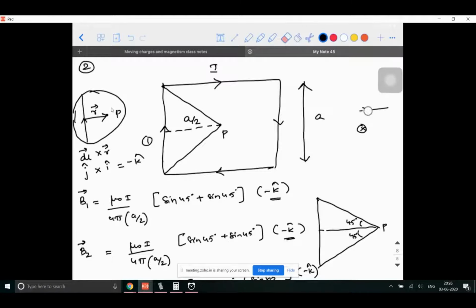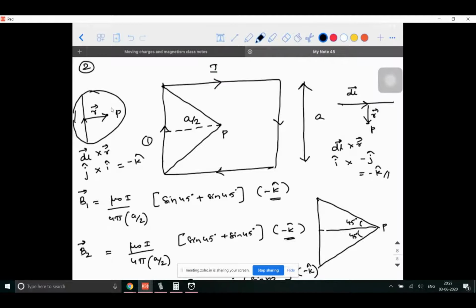See, there is another way to analyze this, which is the vector method. When I take the vector method, it is going to be like this: dl, and this is going to be the r vector. If I take this to be the point, dl vector is to the right. So when I do dl vector cross r vector, dl is I cap, and r vector is minus j cap. So I cross j is k cap, with a minus sign it is minus k cap. So this is the answer. This is another way to analyze.